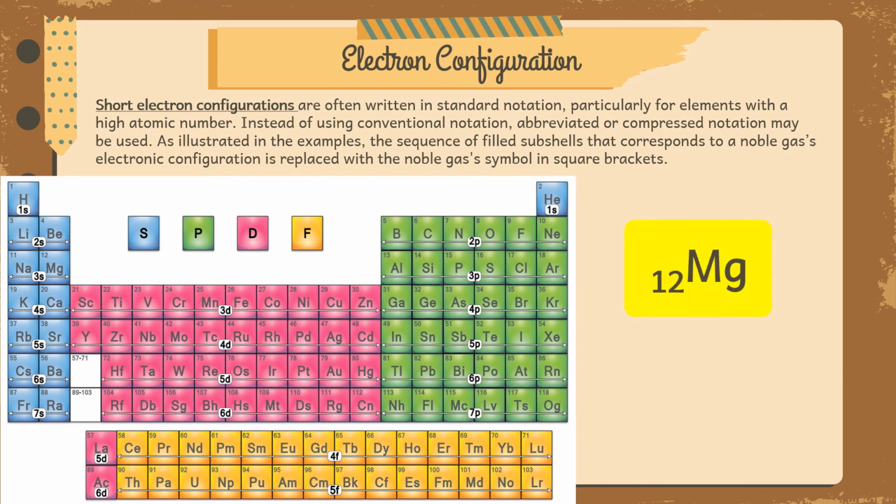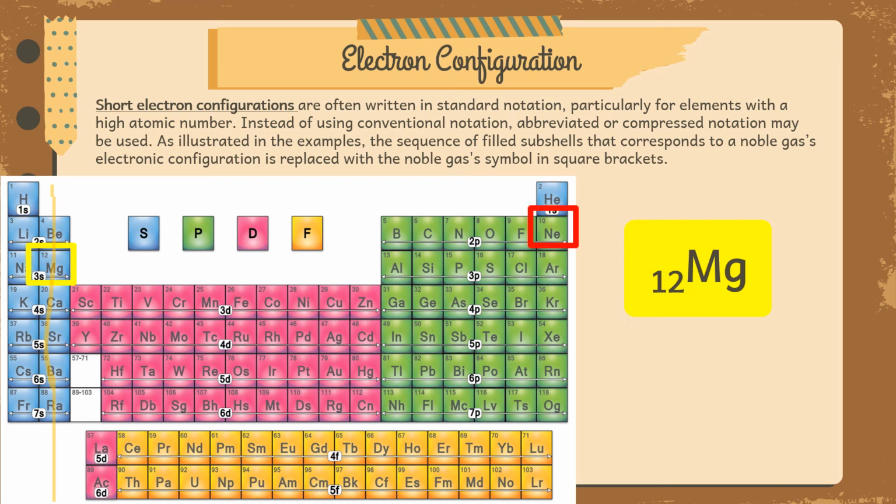Another one, magnesium. So first, locate the location of magnesium. Magnesium is found on group 2 of our periodic table, group 2A. So they have a valence electron of 2. Now, identify the noble gas before magnesium. The noble gas before magnesium is neon.